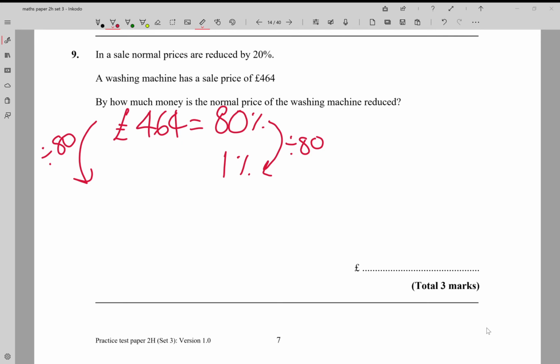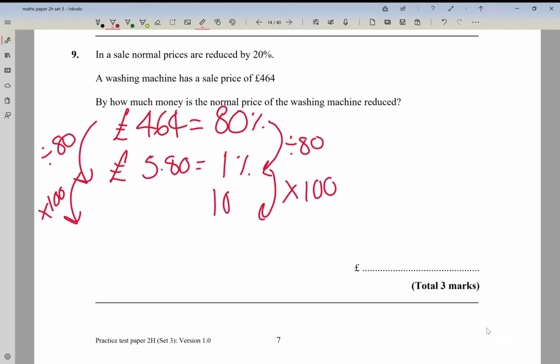So 5.8, so £5.80. So £5.80 is the original 1%. We can then times it by 100 to find what 100% would have been before the sale. And we could do that part without a calculator, really, just moving the decimal across 2 places. So hopefully that's for me my favourite way of doing it.